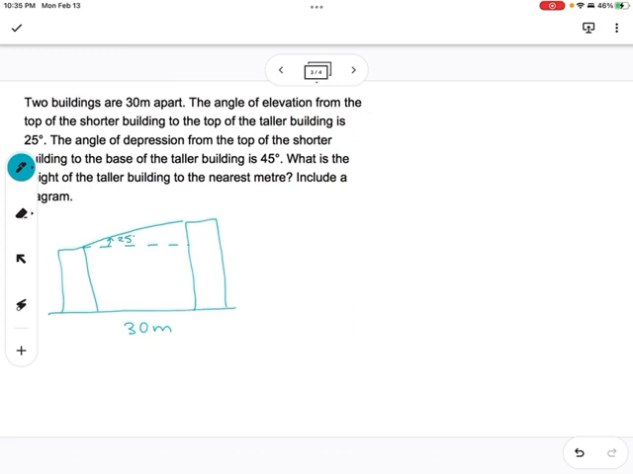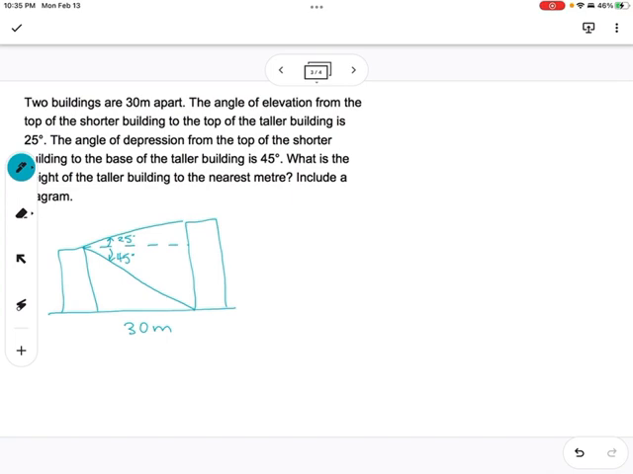The angle of depression from the top of the shorter building to the base of the taller building is 45. So we then have from the top of the shorter building to the bottom of the taller one. The angle of depression, so going from the horizontal down, that angle that's given is 45 degrees. What is the height of the taller building to the nearest meter?